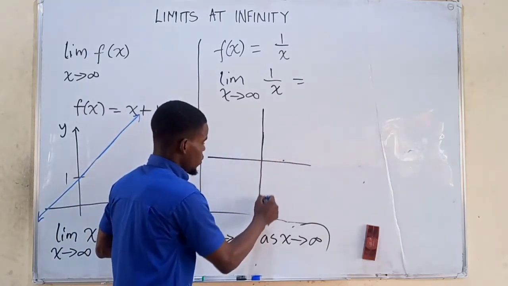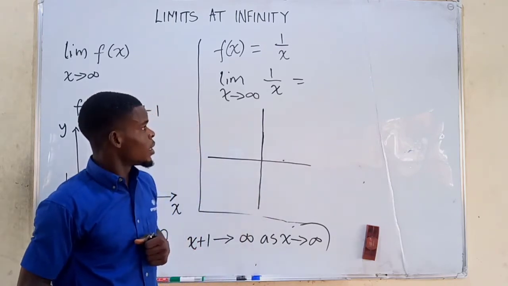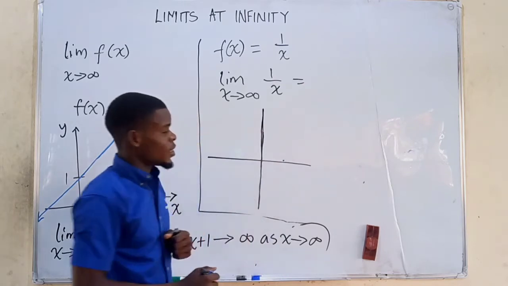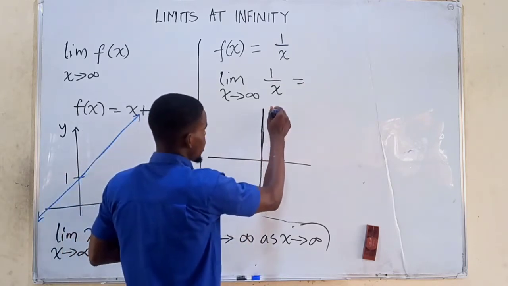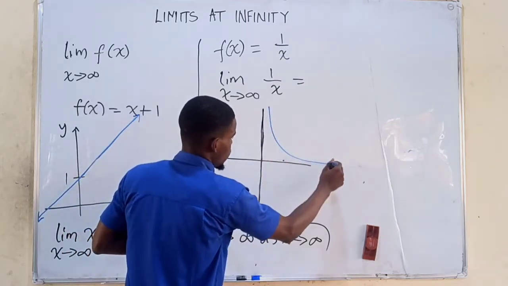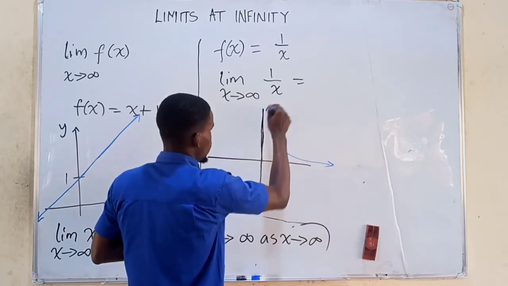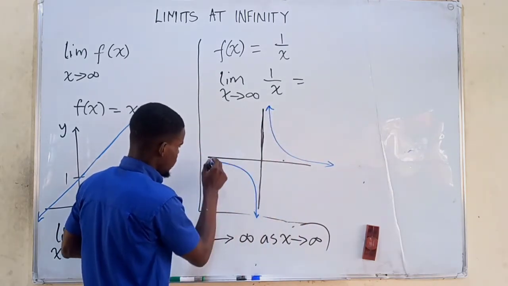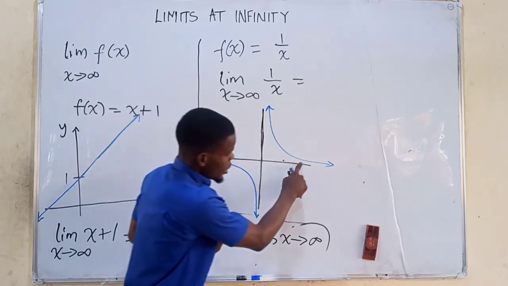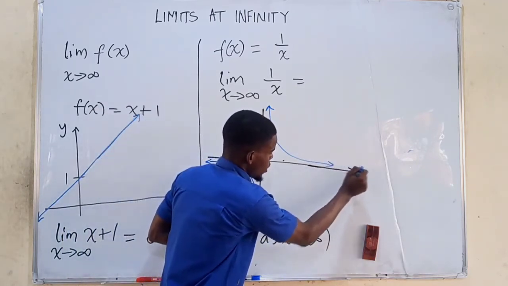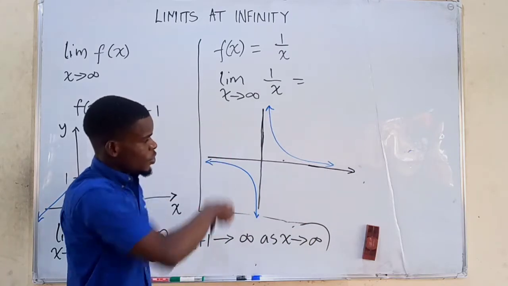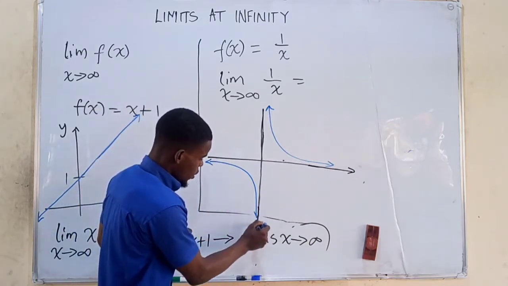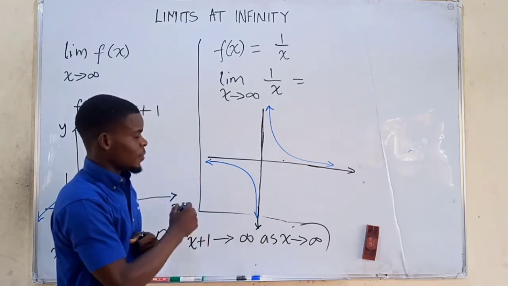Now, this function, 1 over x, is not defined at 0. So this is how the function behaves. It is just a curve on the positive x-axis and also a curve on the negative x-axis. Now you see this part, there's no way it's going to touch this horizontal line, and there's no way it's going to touch that vertical line. That's the same thing that happens here. It never touches this one, never touches that.